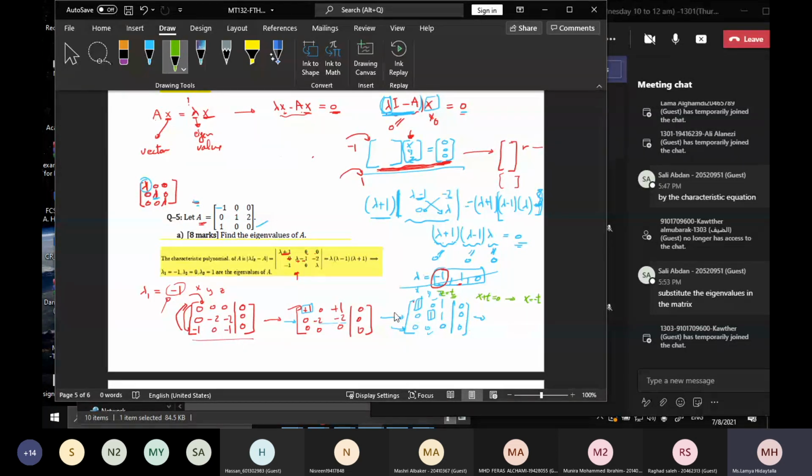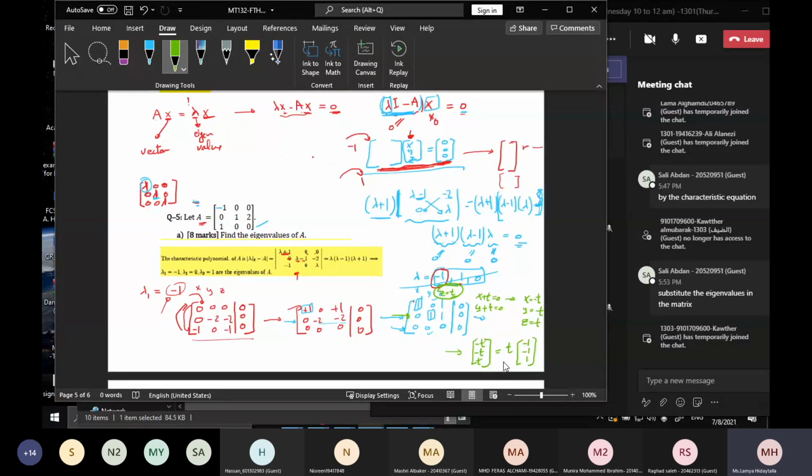And now from the second row, Y also plus T is equal to 0. That is, Y is equal to minus T. And lastly, we assume that Z is equal to T. So that is, we got the vector XYZ, which is minus T, minus T, and then T. Take the T out. So this is equal to T multiplied by minus 1, minus 1, 1.